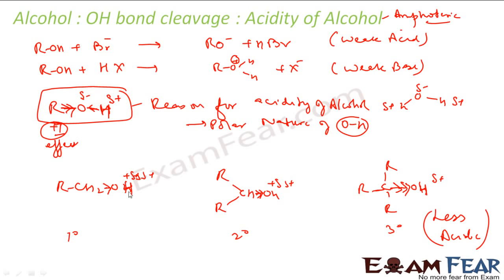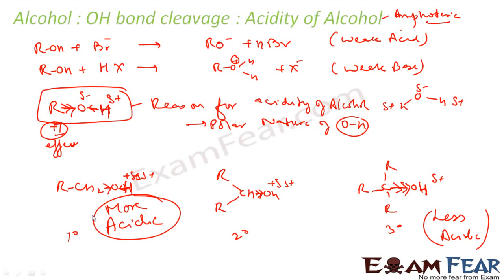And in this case, since the oxygen is not very much satisfied, it will take electron from the hydrogen, and then you see hydrogen will get positive charge and it will be more acidic. So hope you understand why tertiary alcohol is less acidic and primary alcohol is more acidic.